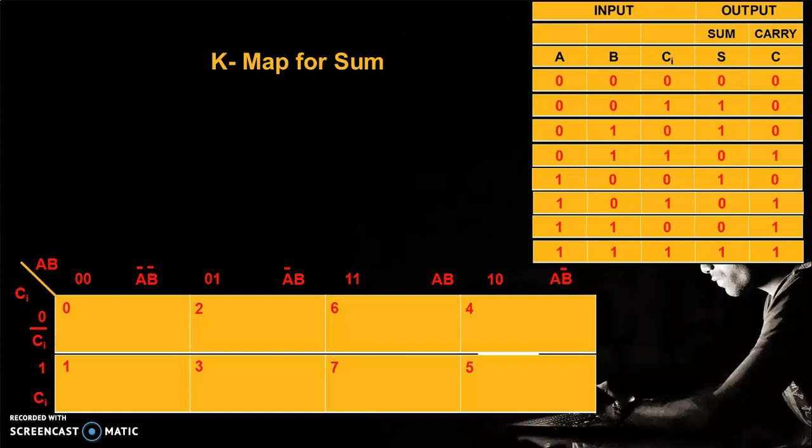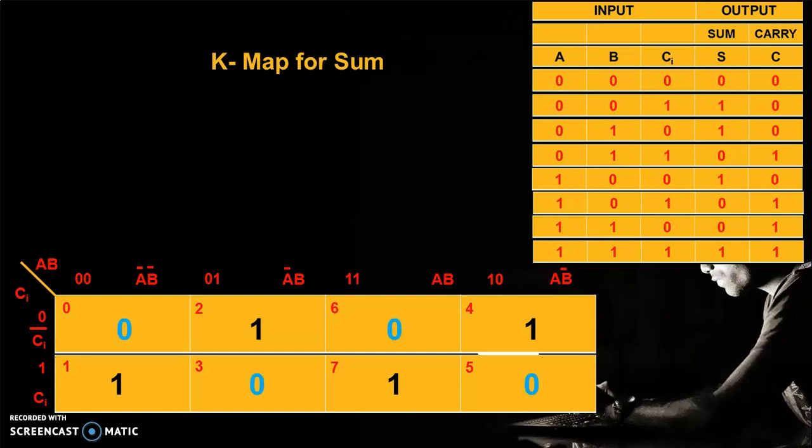Now as per the truth table, we have to write 1 for each minterm where we are getting high output in the sum. So for 1, 2, 4 and 7, we are getting high output, so we have written 1 in each cell. In all the remaining cells, we have to write 0.